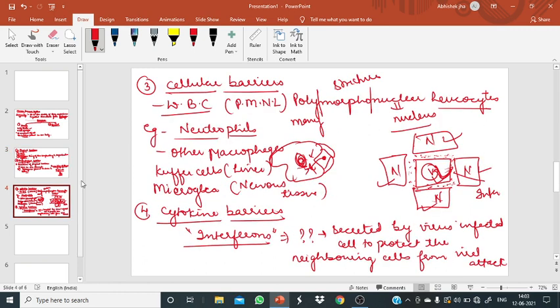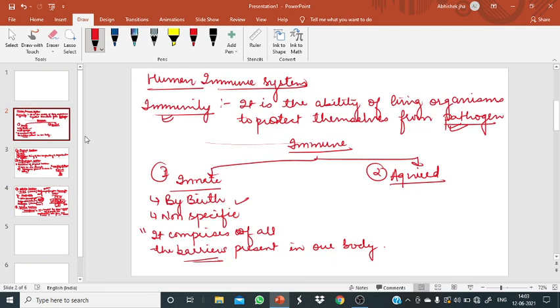Then come the cellular barriers. Cellular barriers are mediated by the WBC cells, for example neutrophils and other macrophage cells such as Kupffer cells and microglia cells. Then come the cytokine barriers. Cytokine barriers involve interferons. And what are interferons? They are the low molecular weight glycoproteins secreted by the virus infected cells to protect the neighboring cells from the viral attack. Then comes the acquired immunity.